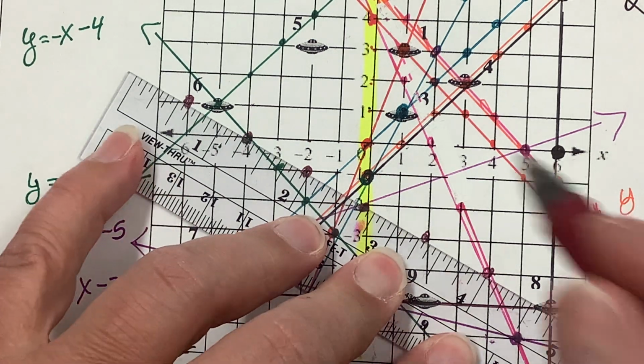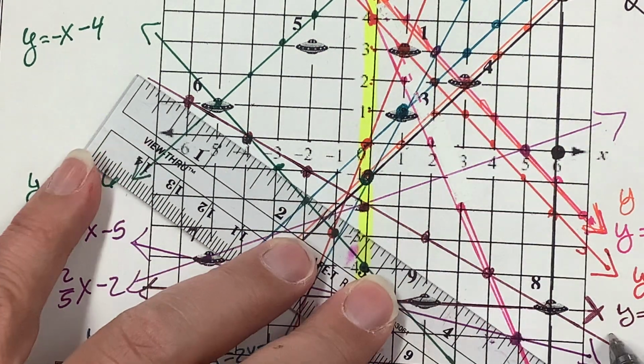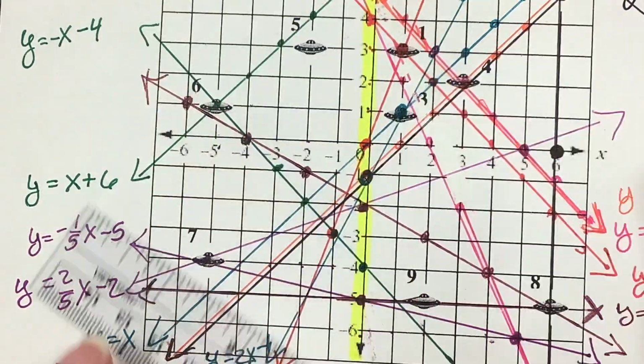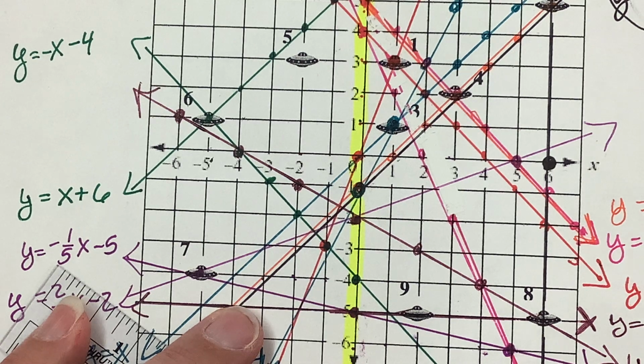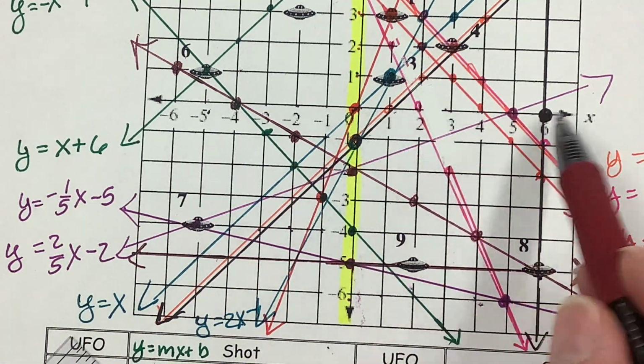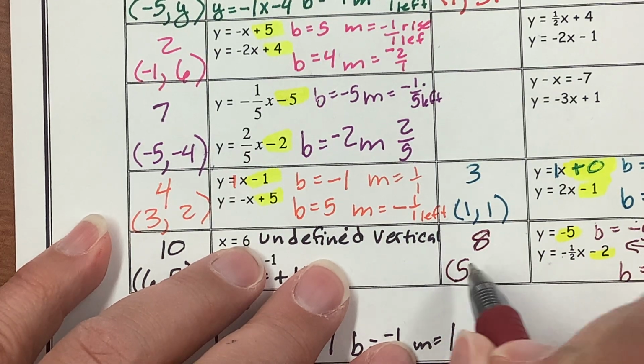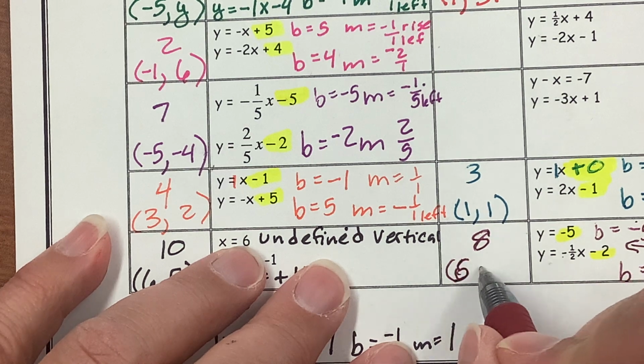All right. Arrows on both ends. Y equals -1/2 x minus 2, and they cross at spaceship number 8, which is at +6, -5. Spaceship number 8 at +6, -5.